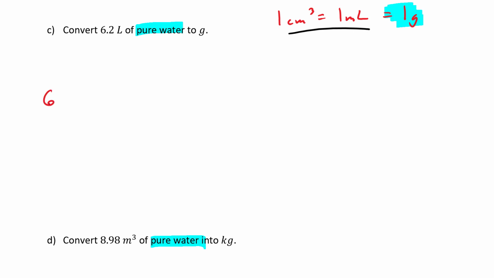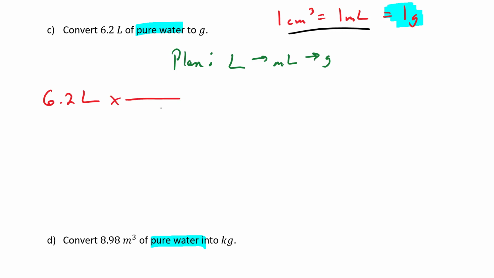We want to go from 6.2 liters to grams. So what's my plan? I'm going to go from liters. If I have pure water, I can go from milliliters to grams. So I'm going to go from liters to milliliters, and then I'll go to grams. There's my game plan.